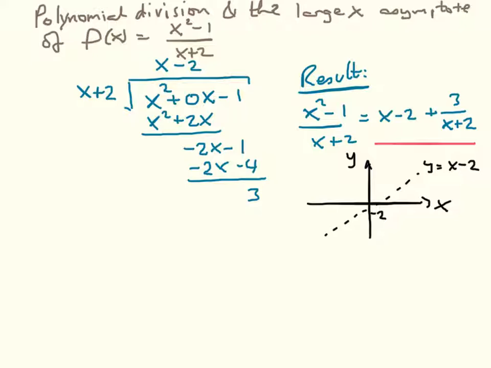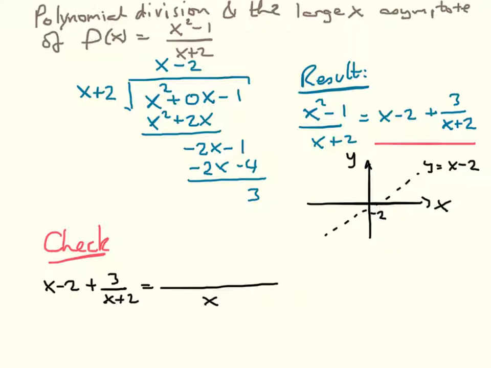So, can we check this in any way? Yes, we can, and I think it's a good thing to do. If we look at the right-hand side of this equation, to check our polynomial division, all we need to do is to put these terms together on the common denominator of x plus 2. So let's make this check. x minus 2 plus 3 over x plus 2 is equal to all over x plus 2.